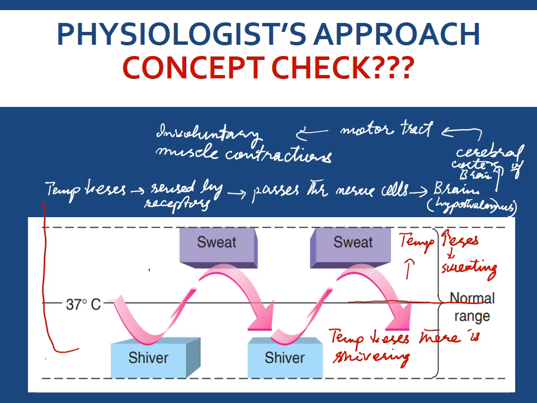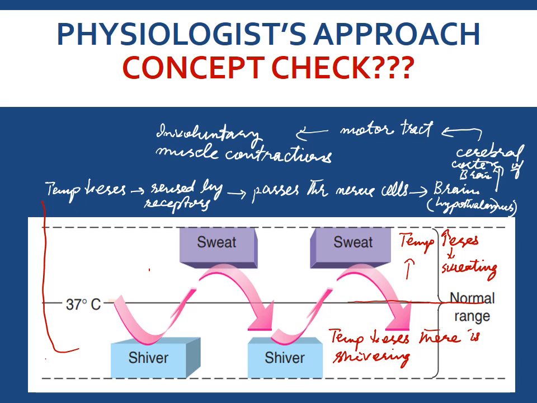So, what is the physiologist's approach in understanding the different things? This diagram shows normal temperature, that is normal in the black line. This is the normal range. Then the above panel of this diagram shows that when temperature increases, there is sweating. In contrast to this, when temperature decreases, there is shivering.